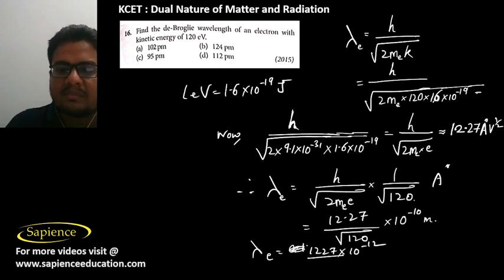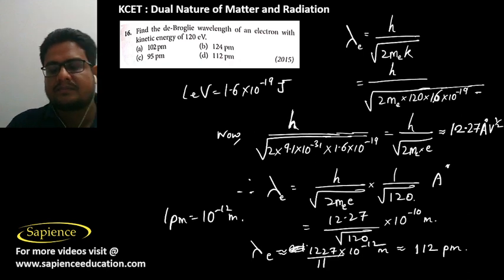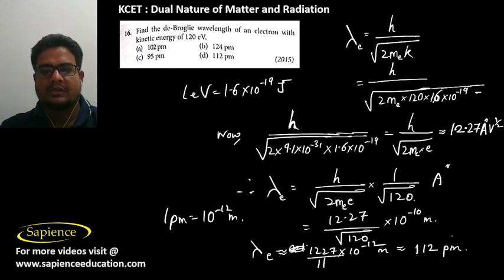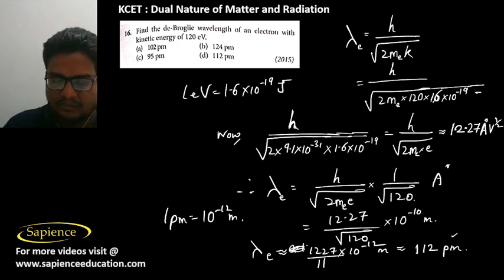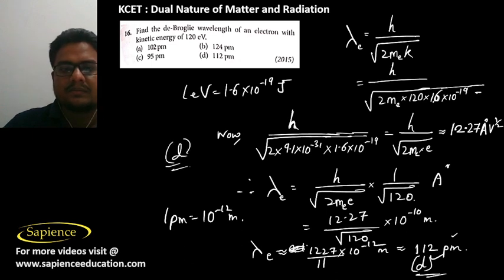120 is approximately 121, so I can take root as approximately 11. 11 ones are 11, 11 twos are approximately 22. So this much picometer, since 1 picometer is 10^-12 meter. Approximately the de Broglie wavelength of the electron is 112 picometer. Option D is the correct answer.